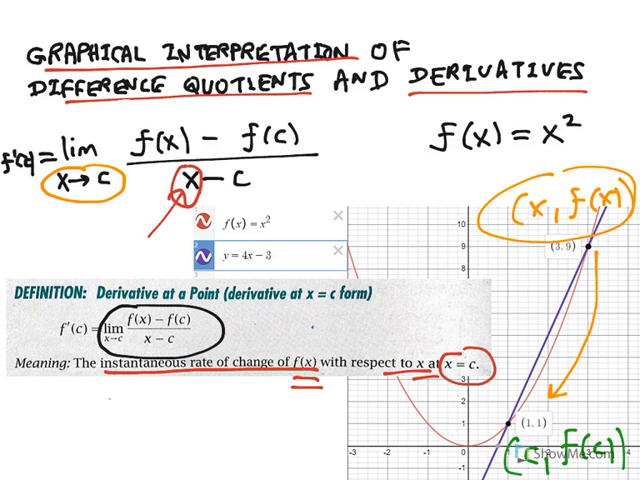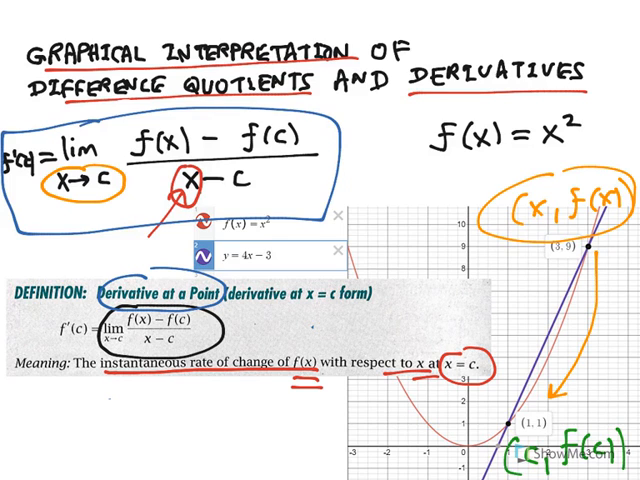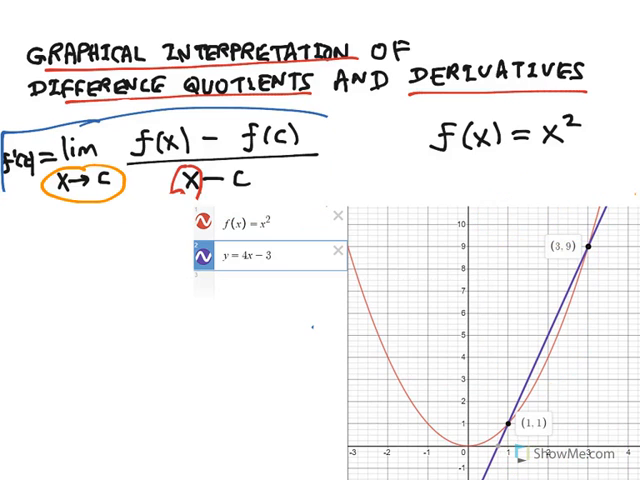What is the graphical interpretation of this derivative? This is called the derivative of the function f at c. What is the graphical interpretation of this derivative? The difference quotient gives us an average rate of change, or the slope of a secant line. But what happens as the second point moves closer to the first point to give us this limit, which is the derivative?